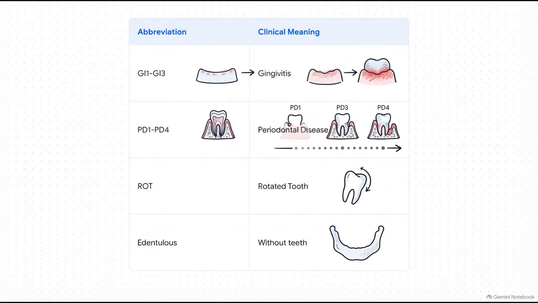Keeping up that rapid-fire translation, GI1 through GI3 tracks the severity of gingivitis, going from mild to severe. Meanwhile, PD1 through PD4 maps out the specific advancing stages of periodontal disease. You are also going to spot ROT for a rotated tooth, and if a patient's chart says they are edentulous, that simply means they are completely without natural teeth.